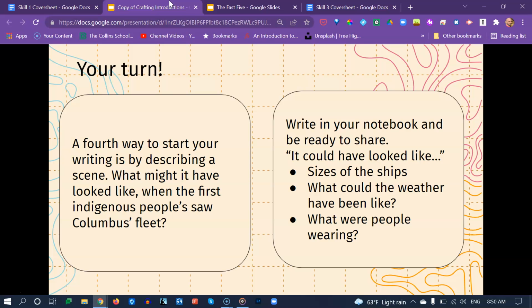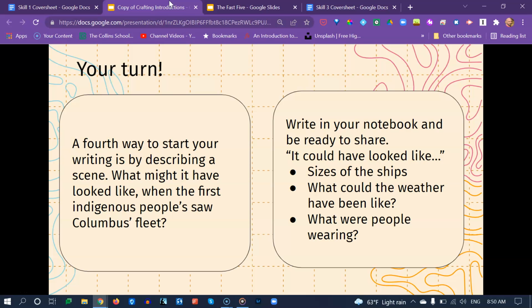The 4th way is like describing the scene. It's using creative writing to try to get people interested. So what you're going to do is, in your notebook, try and describe what it could have looked like when Columbus set sail.